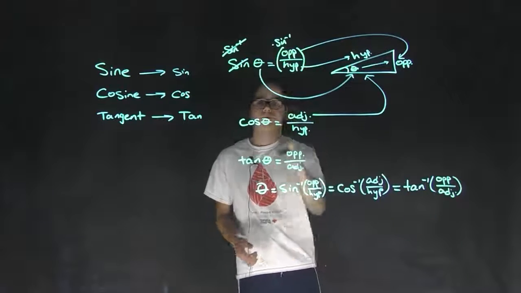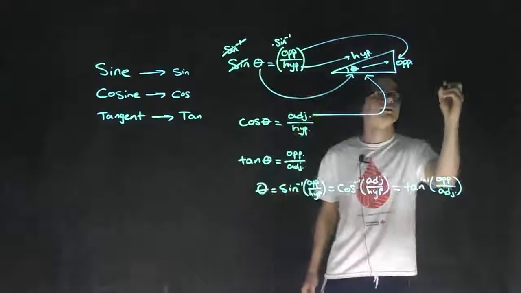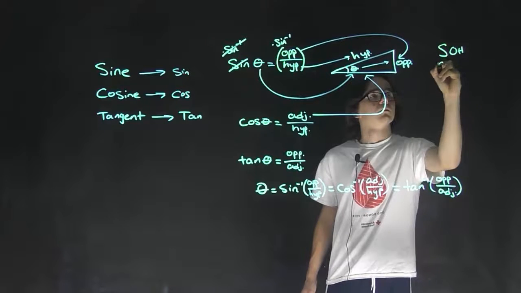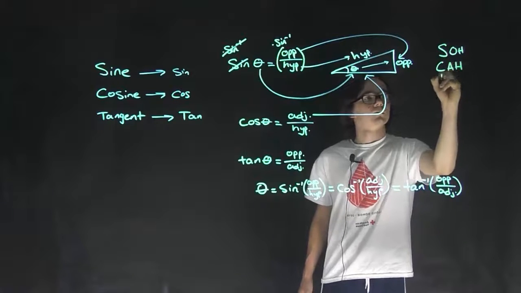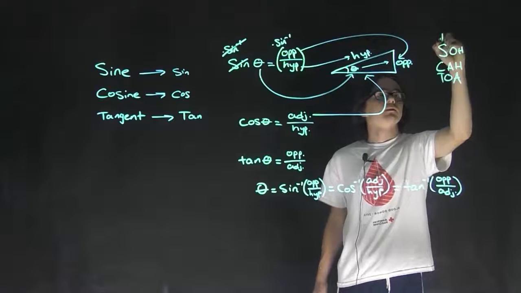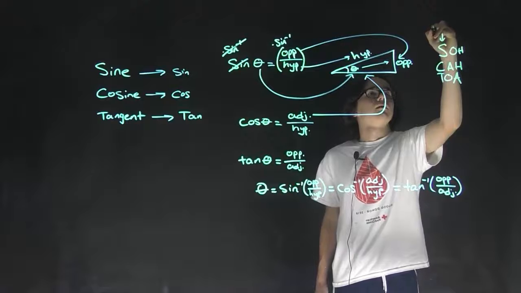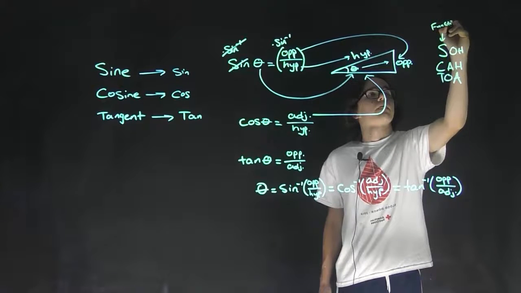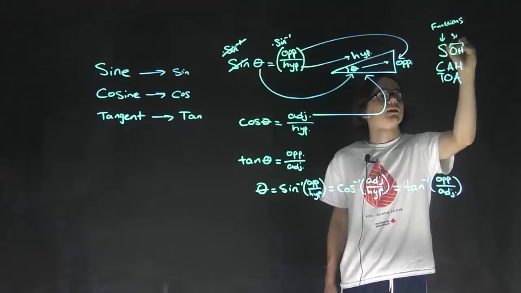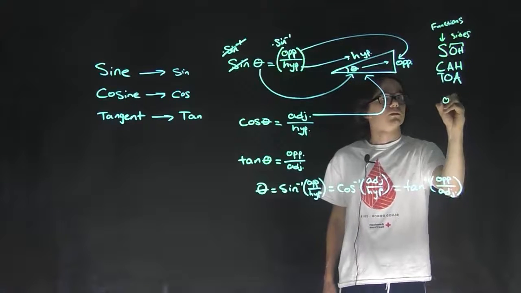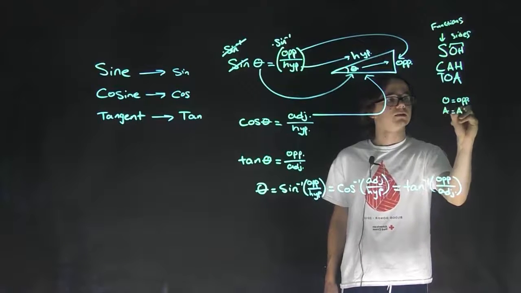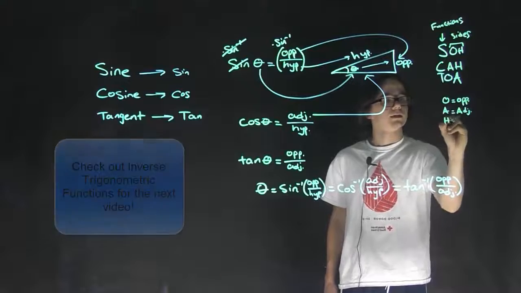An easy way to remember sine, cosine, and tangent is SOH, CAH, TOA, where the first letters are the functions, and the last two letters are the sides, where O is opposite, A is adjacent, and H is hypotenuse.